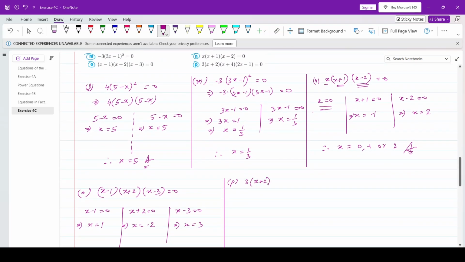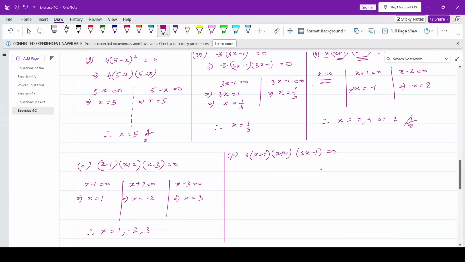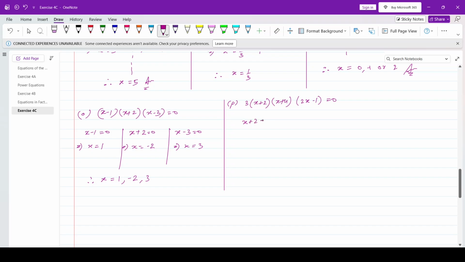3 into (x plus 2) into (x plus 4) into (2x minus 1) is equal to 0. From here we'll get either x plus 2 is equal to 0 or x plus 4 is equal to 0 or 2x minus 1 is equal to 0. Solving it, we get x is equal to negative 2 from here, x is equal to negative 4 from here, and 2x is equal to 1 and x is equal to 1 divided by 2 from here. So x is equal to either negative 2 or negative 4 or half.